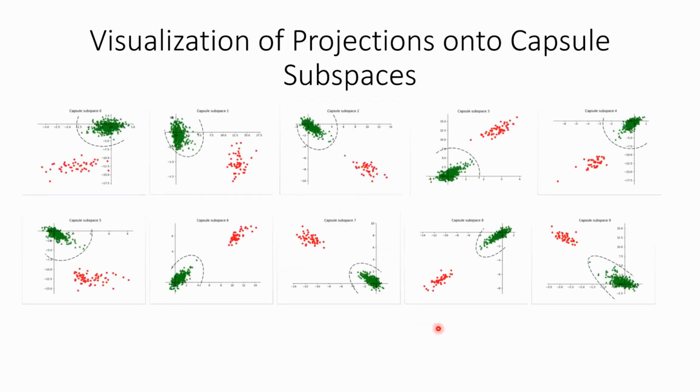This is the visualization that we have for all 10 classes. As you can see, in all of the classes, we have the same result, that samples that belong to that class have larger capsule lengths compared to samples that do not belong to that class.